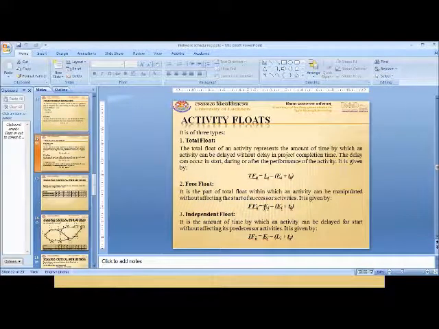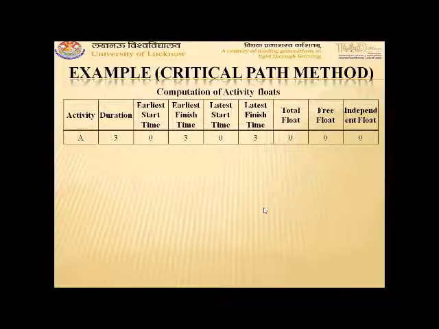Similarly, the free float formula is Ej minus Ei plus Tij. That means earliest finish time minus the sum of earliest start time and activity duration. For activity A, earliest finish time is 3 units, earliest start time Ei is 0, and Tij, that is duration, is 3. So the sum of 3 and 0, that is earliest start time plus duration, will give 3. And earliest finish time is 3. So 3 minus 3 also comes out to be 0.